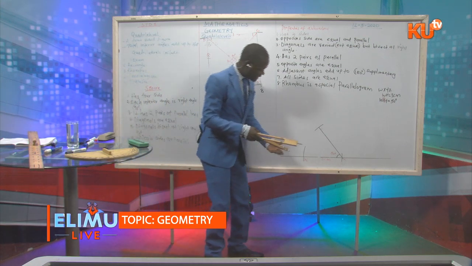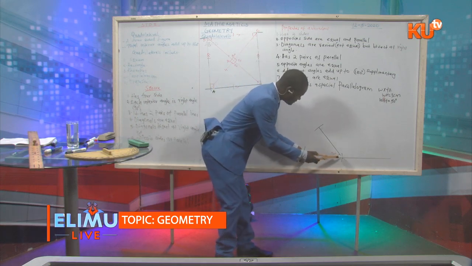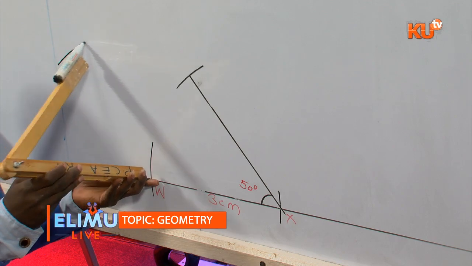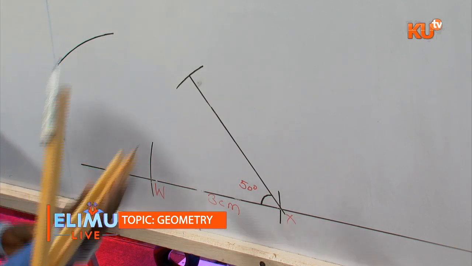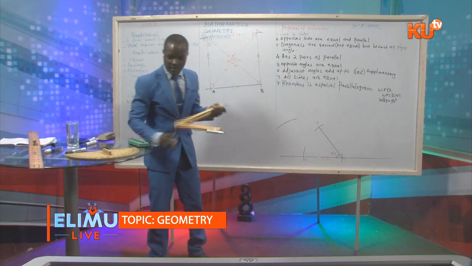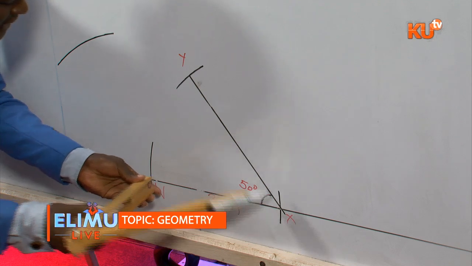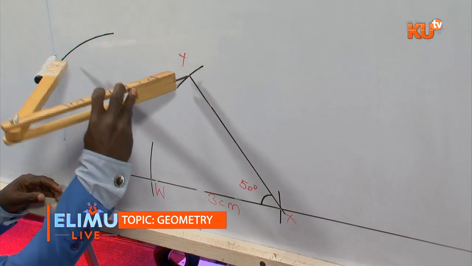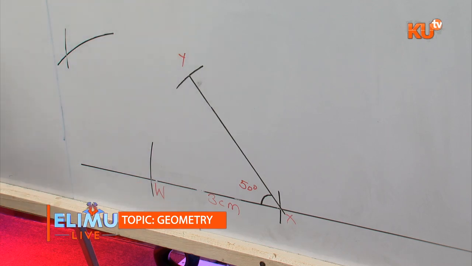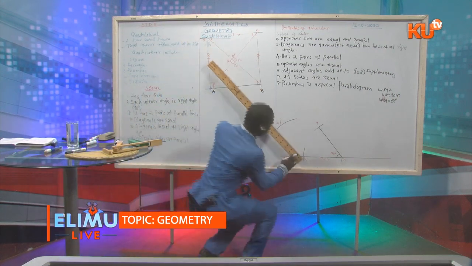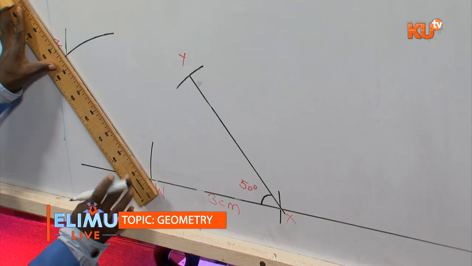Now, since all the sides of a rhombus are equal, you start at W, then you put an arc like that. Then again, this should be WXYZ. After putting an arc above W like that, then again lift it, come at Y. Again, you do the arc like that. Where the two arcs have intersected is point Z. So this is Z. So now you can complete by joining line WZ.